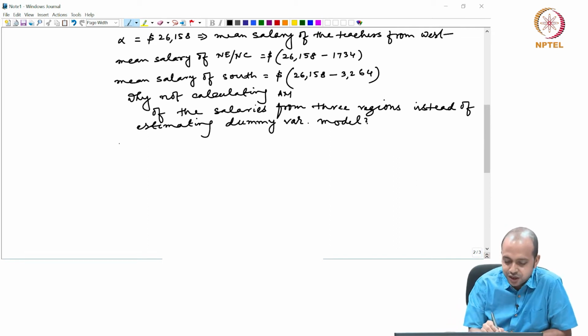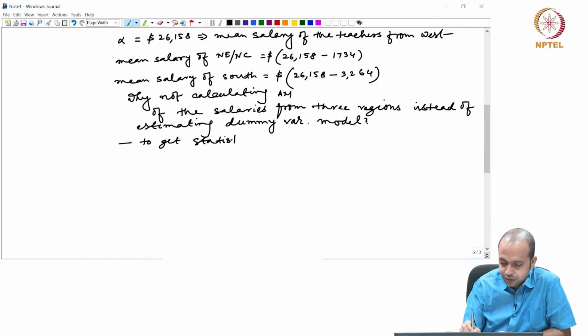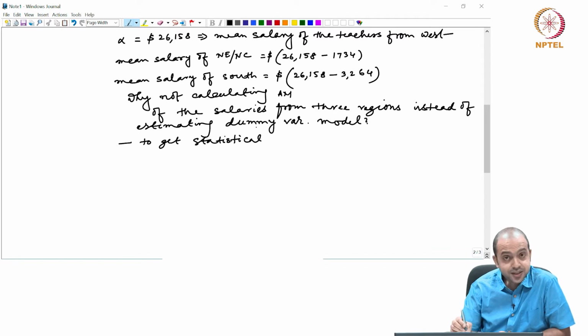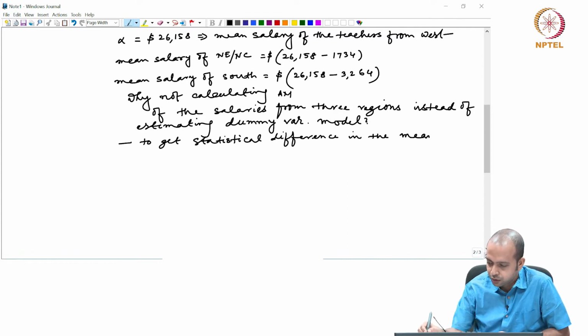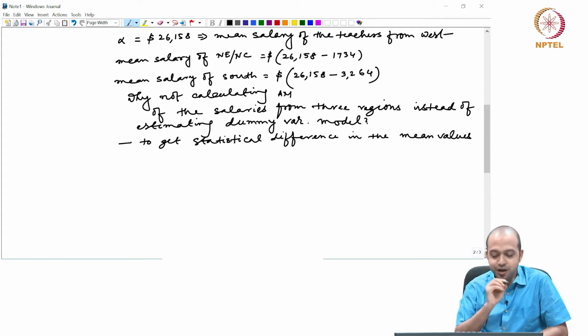So, that means the answer to this question is to get statistical significance, statistical difference in the mean values. That is why the dummy variable model.